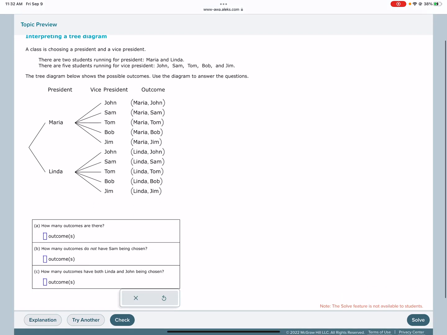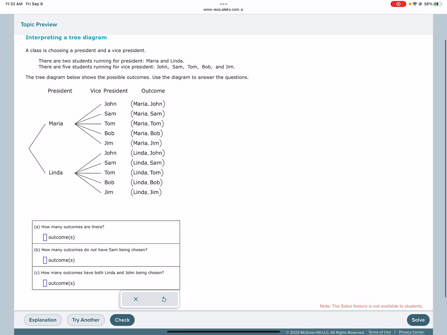Okay, interpreting a tree diagram. How many outcomes are there? The outcomes are on the right-hand side. It says outcomes, so you just count those up. How many outcomes do not have Sam being chosen? So just count how many do not have Sam being chosen, and then count how many have Linda and John being chosen.